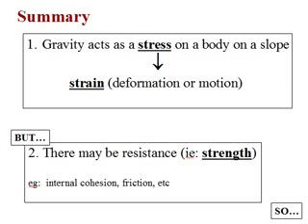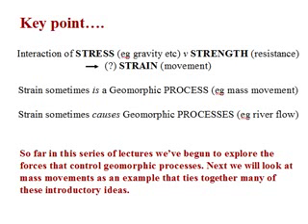So to summarise, gravity acts as a driving stress encouraging downslope movement or deformation, but its effectiveness depends partly on strength or resistance offered, for example, by friction. Movement or deformation of materials by gravity can play a major role in geomorphic processes, and in another lecture we'll look at mass movements like landslides and avalanches to explore that idea in more detail.